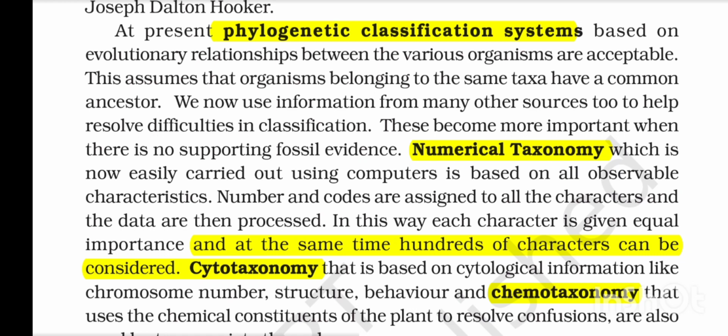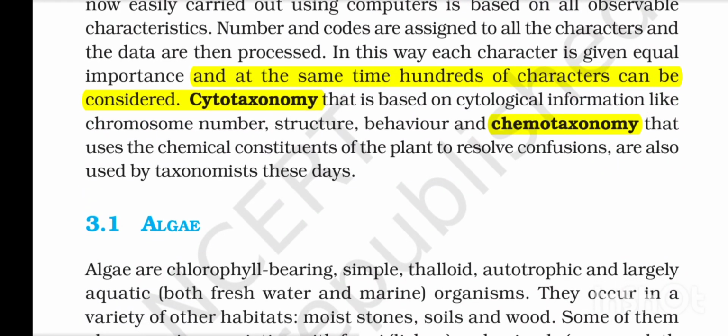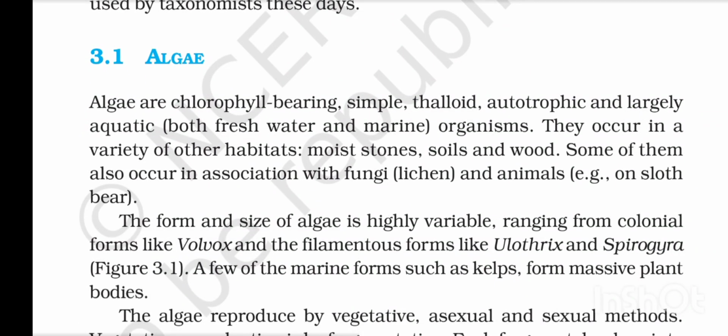We now use information from many other sources to help resolve difficulties in classification. This becomes more important when there is no supporting fossil evidence. Numerical taxonomy, which is now easily carried out using computers, is based on all observable characteristics. Numbers and codes are assigned to all the characters and the data are then processed. In this way, each character is given equal importance and at the same time hundreds of characters can be considered. Cytotaxonomy, which is based on cytological information like chromosome number, structure, behavior, and chemotaxonomy, which uses the chemical constituents of the plant to resolve confusions, are also used by taxonomists these days.